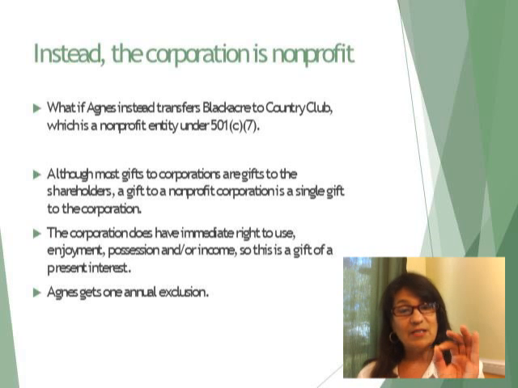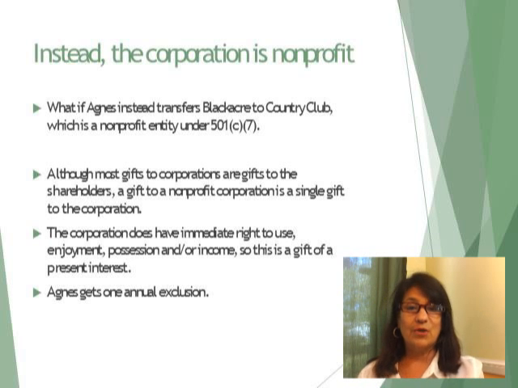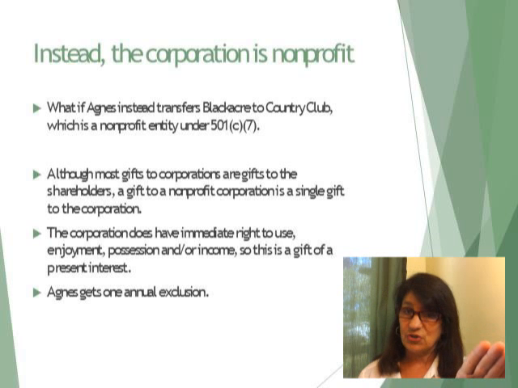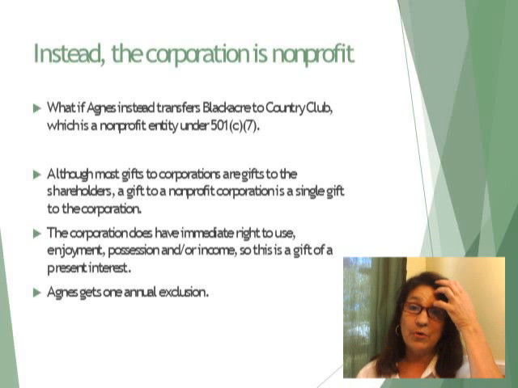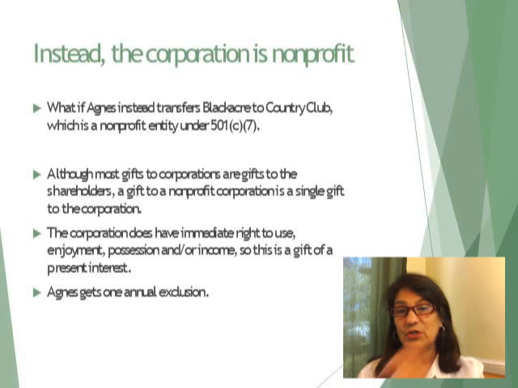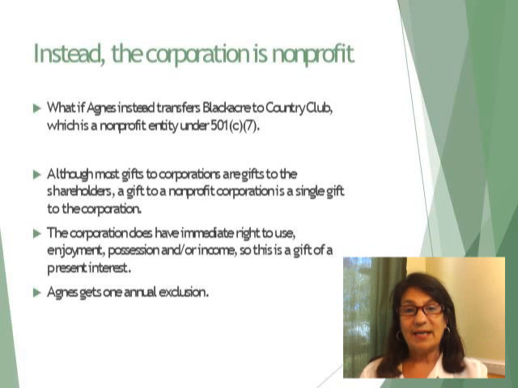And I think that's why she picked this example, so that we're not talking about whether we get a charitable deduction. We're just talking about whether we get an annual exclusion from the gift tax. Now, most gifts to corporations are gifts to the shareholders, but a gift to a tax-exempt nonprofit corporation is a single gift to the corporation. And the corporation does have the immediate right to use, enjoyment, possession, or income of Blackacre. So this is a gift of a present interest, and Agnes gets one annual exclusion.